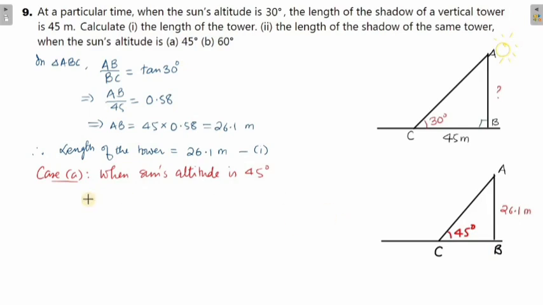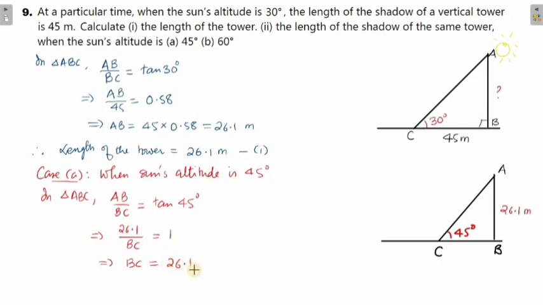In triangle ABC again, you have the perpendicular and you are asked to find the base. So let's again use AB by BC. AB by BC gives you perpendicular by base, which gives you tan theta, and theta is how much? Theta is 45 degrees. So AB, do we know AB? Yes, AB is 26.1 divided by BC. We don't know BC. Tan 45 is 1. So from here BC into 1 is BC, so you get BC equals to how much?